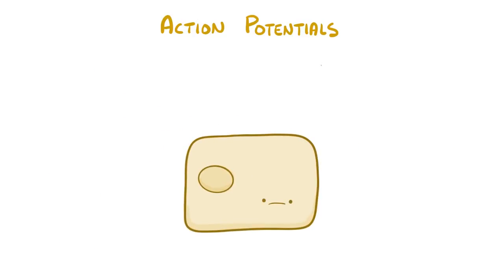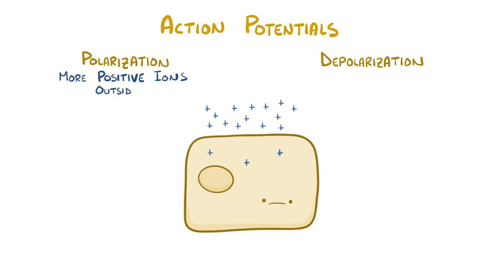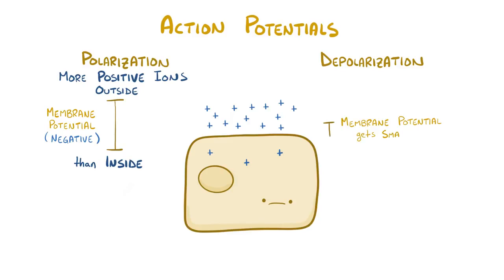Action potentials are initiated by depolarization, which is the opposite of polarization. In this case, polarization is when there are more positive ions outside the cell than inside. This difference in charge is called the membrane potential, and is negative since there are more positive ions outside the cell. So depolarization is when the membrane potential gets smaller, making a cell slightly more positive than it would normally be. Imagine a negative, gloomy cell experiencing a brief moment of joy.